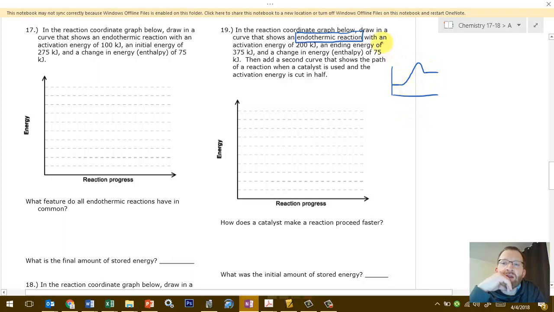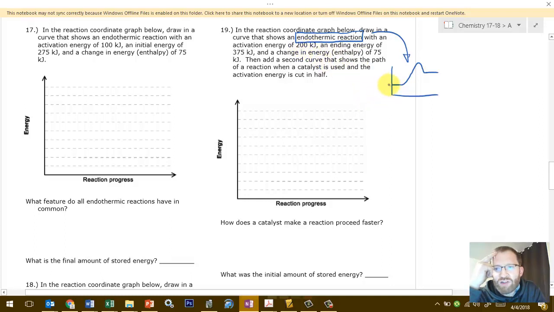So this is endothermic. Exothermic would show us starting high and ending up lower because we've released some energy. So this is the general shape of an endothermic reaction. Start low, go high. Now, that's the shape. It also tells us the activation energy. So that's telling us the size of the hill.